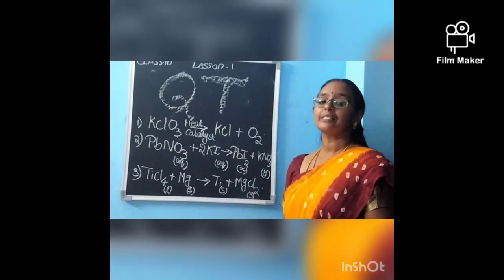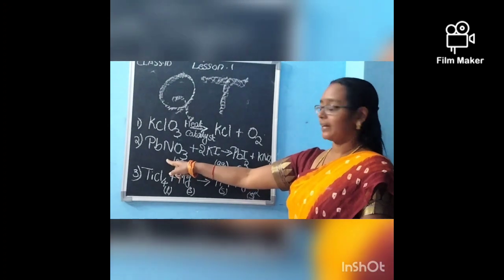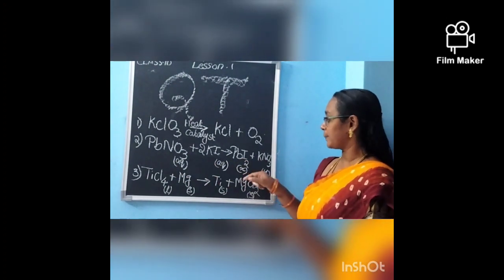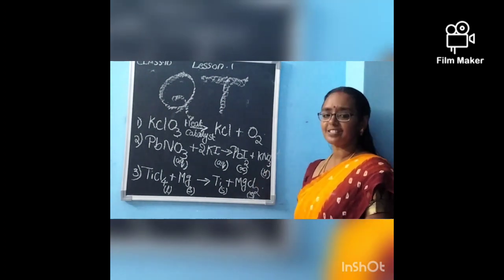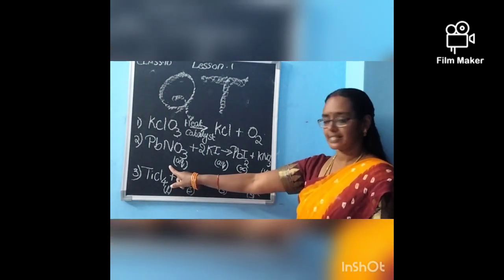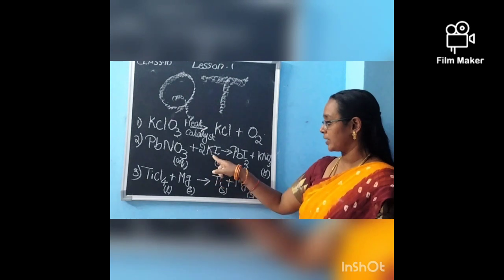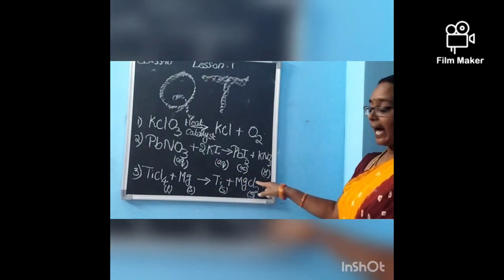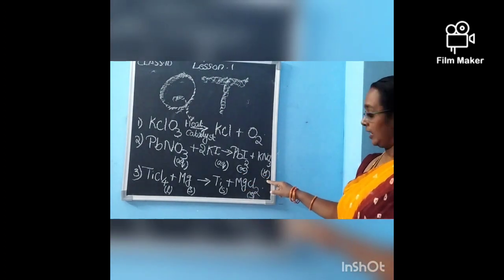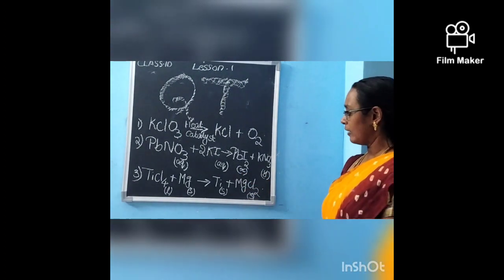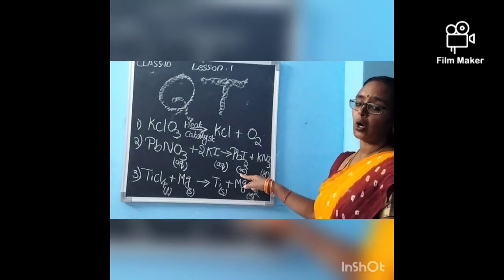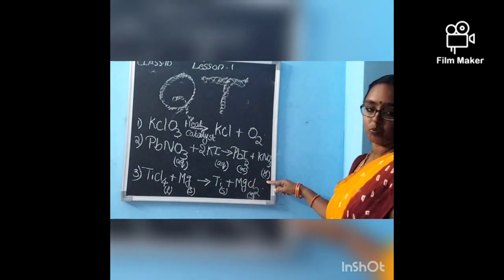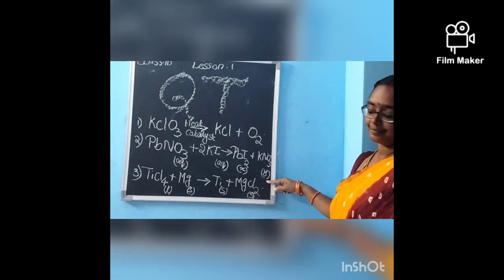Second one: lead nitrate Pb(NO3)2 plus 2KI, potassium iodide, gives lead iodide plus potassium nitrate. In this reaction, I have given the reactants in aqueous solution. Lead iodide as well as KNO3 are there. I have written them here as X and Y. You have to mention whether each is solid or liquid or aqueous solution or gas. All this you have to mention: what is X and what is Y. Okay, is the question clear?